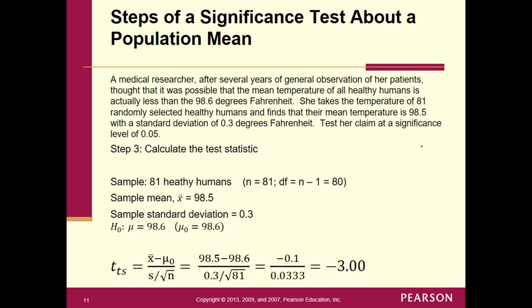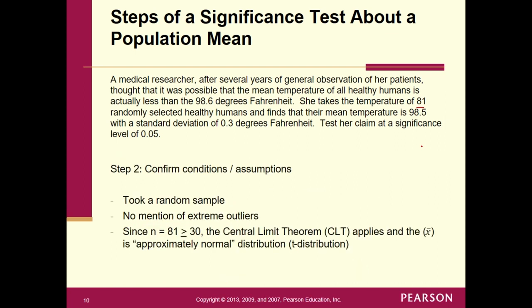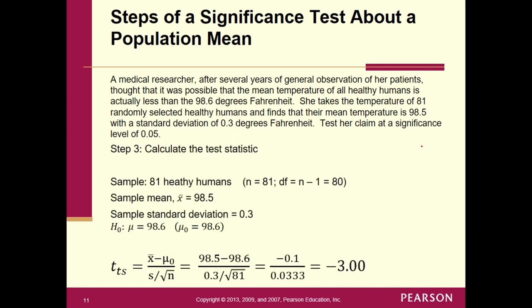So what's step number 3? I'm going to go ahead and calculate the test stat. Well, I didn't mean to have all this pop up at once, but that's all right. So here we have to calculate the test stat. And so what do we got here? We got 81 healthy humans. We have an x bar of 98.5. We have a sample standard deviation 0.3, that's s. We have mu is equal to 98.6, so that means mu sub 0 is 98.6. Okay.